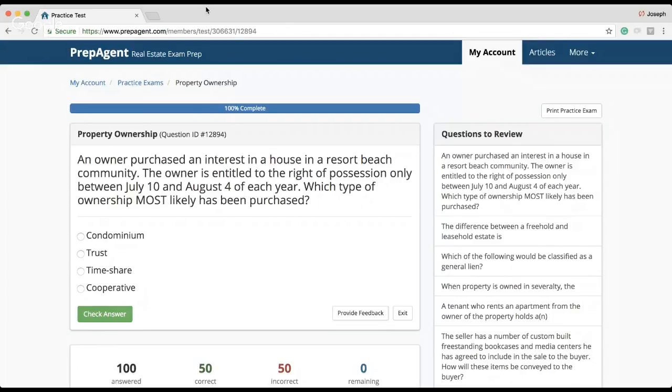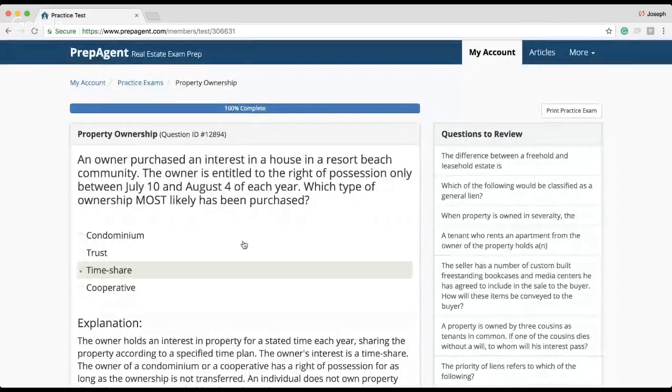What do you guys think? Okay, and the answer there, timeshare. Good. Do you guys know the difference between a condo and a co-op? Write down the difference between a condo and a co-op. What do you guys think? The difference between a condo and a co-op.